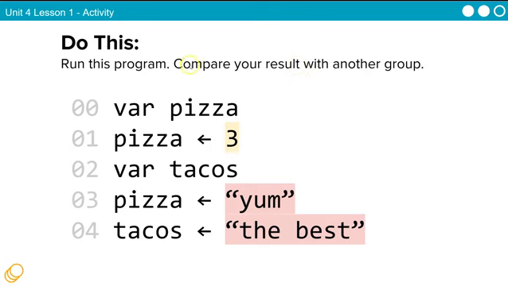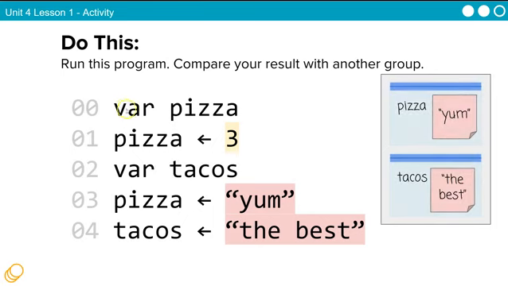So what they want us to do is run this program and see what happens. First I'm creating a variable called pizza. I am assigning pizza the value 3. So originally this pizza would have had a 3 in it. I'm then creating a second variable called tacos, because I can create as many variables as I need in my code.